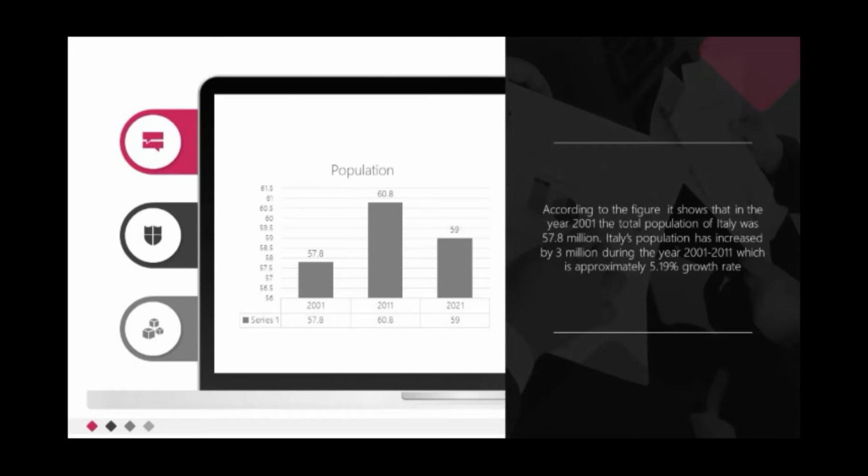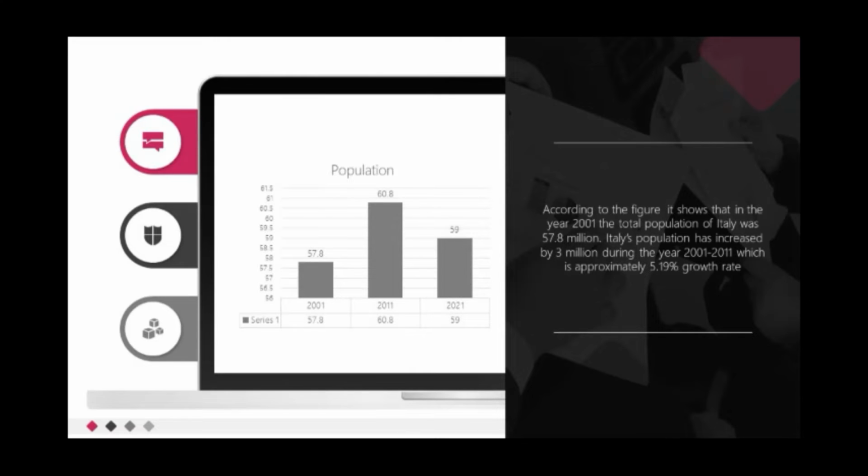The chart here represents the population size in Italy. According to the chart, in the year 2001, the total population of Italy was about 57.8 million. Italy's population increased by 3 million between 2001 and 2011, which is approximately a 5.19% growth rate. In 2011, Italy had a population of 60.8 million people.